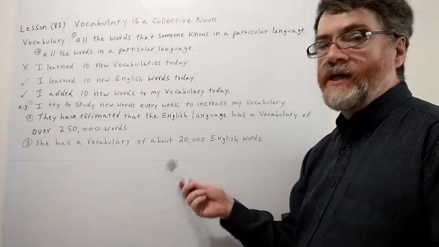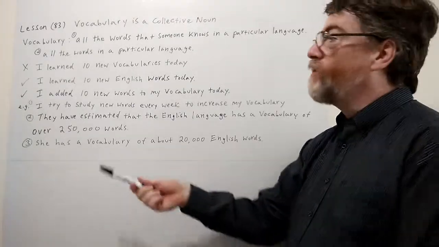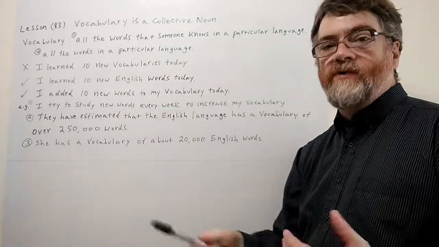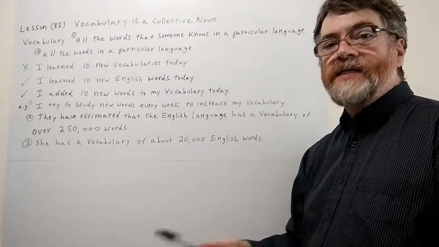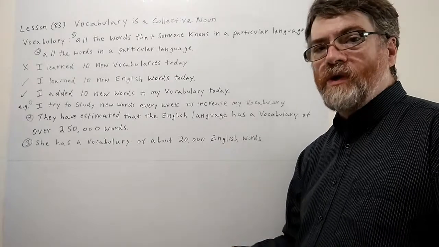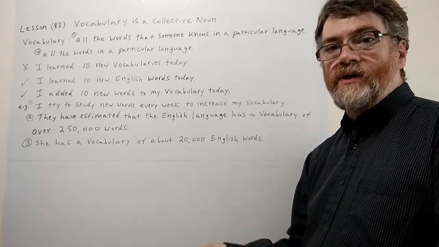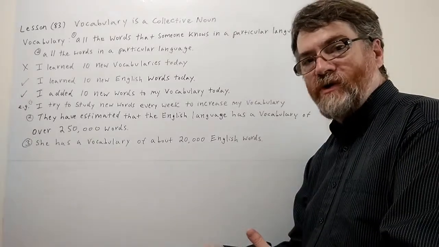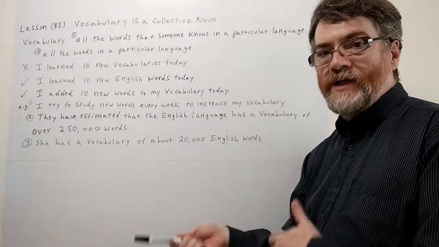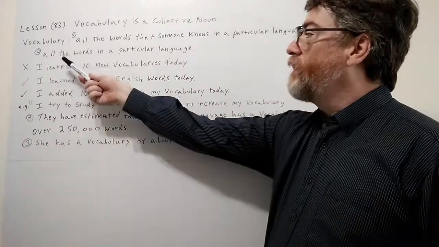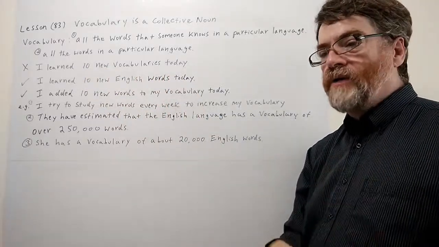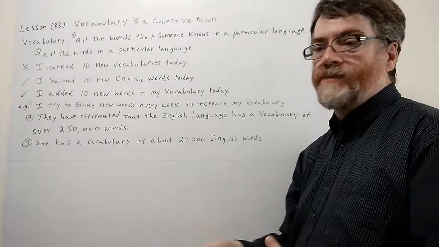All right, so let's take a look. Let's look at the definition first. Vocabulary: all the words that someone knows in a particular language is vocabulary. So you could have a vocabulary of 10,000 words, 15,000 words, 20,000 words. So when you learn new words, you don't learn vocabularies, you learn words. You add words to your vocabulary. You build up your vocabulary, but you don't say vocabularies. Or we can also use it to mean all the words in a particular language. Like you could say, a language has a vocabulary of so many words.